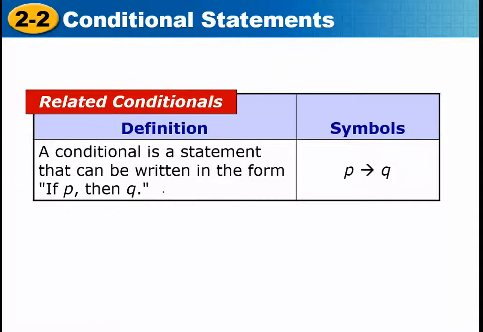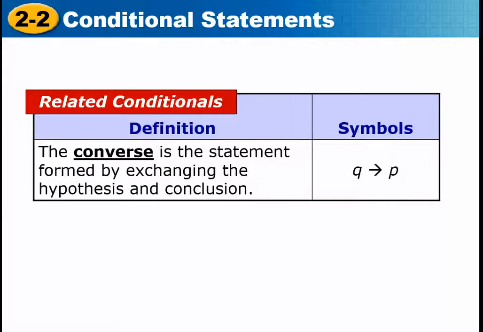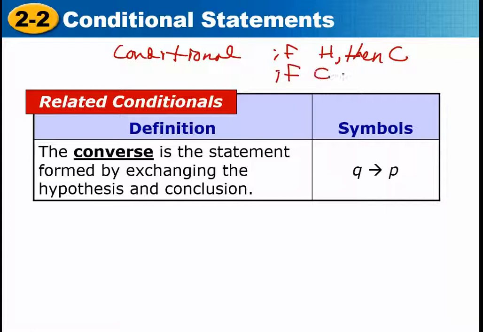This is just the way you can write conditional statements. If P, then Q. We can write something called a converse. The conditional is if the hypothesis, then the conclusion. When you are going to write the converse of something, you flip-flop the conclusion and the hypothesis. So if the conclusion, then the hypothesis. You exchange the hypothesis and the conclusion.